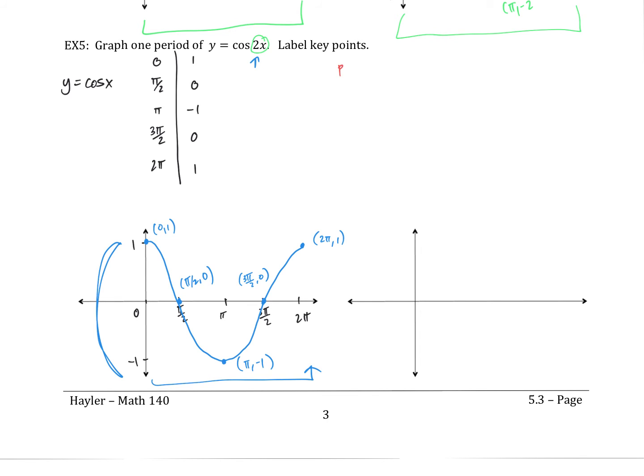So at the moment, our period for cosine is 2 pi. And we'll take the value that's being multiplied to the x, which in this case is a 2, and we're going to divide our normal period of 2 pi by 2. And our answer is pi. So this is our new period.